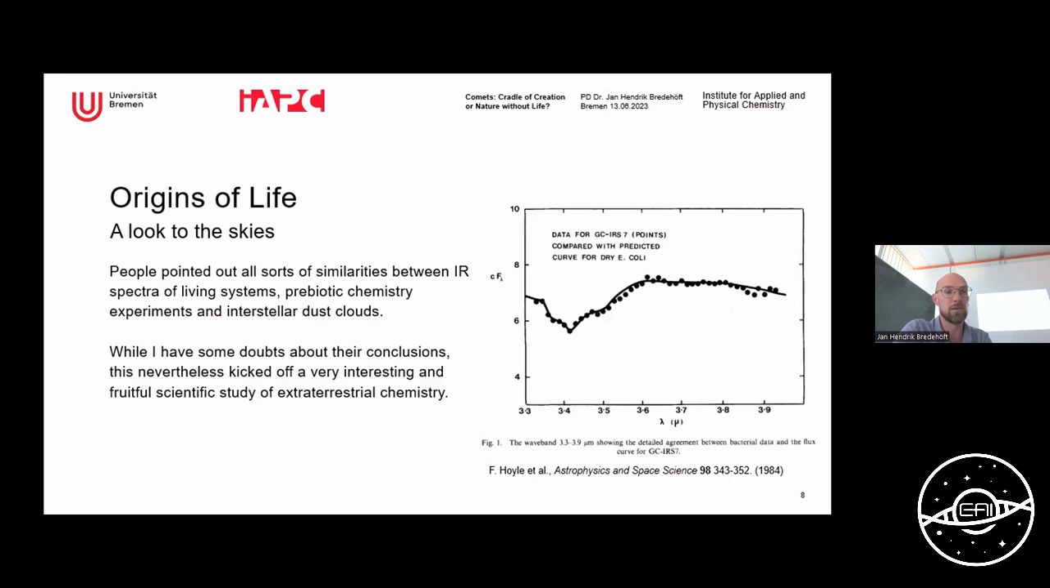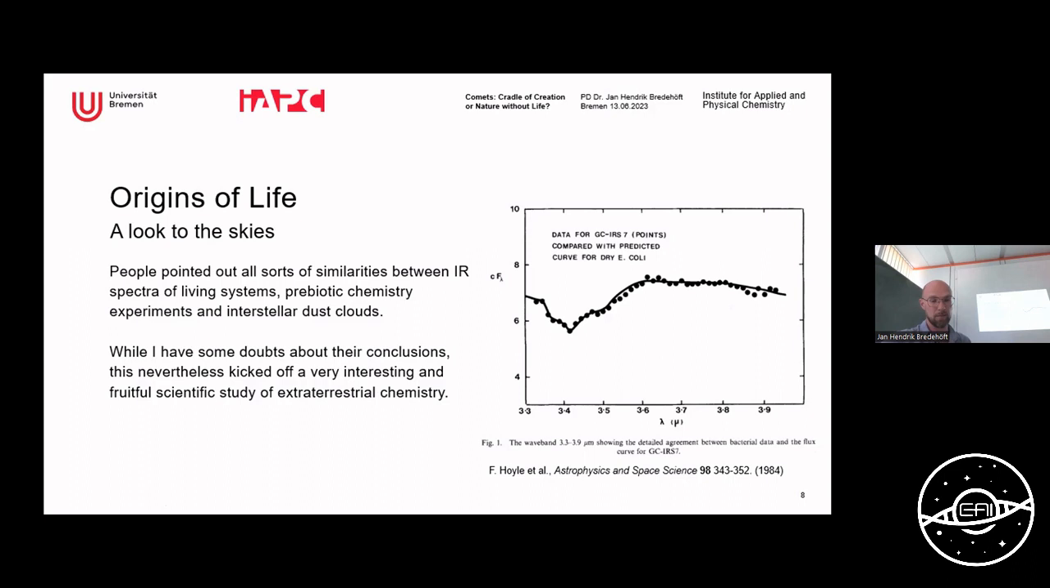And while I do have some doubts about the conclusions that people drew, especially looking at some of the more outlying stuff like this one, the dried remnants of E. coli overlaid with the IR spectrum for some interstellar cloud, I don't think that interstellar clouds are made up of dried up E. coli bacteria, but there is some similarity, and that led to people taking a very, very close look at interstellar chemistry and what can be learned about it.